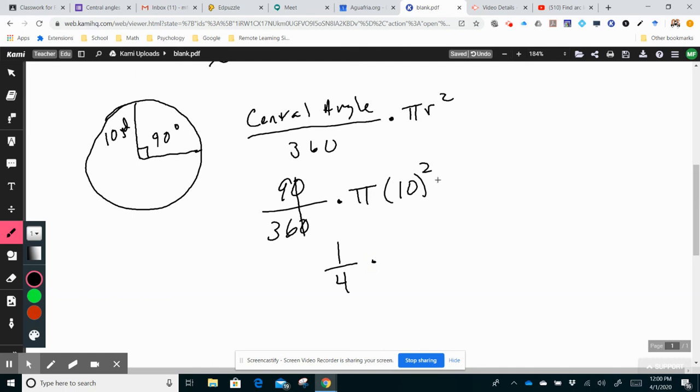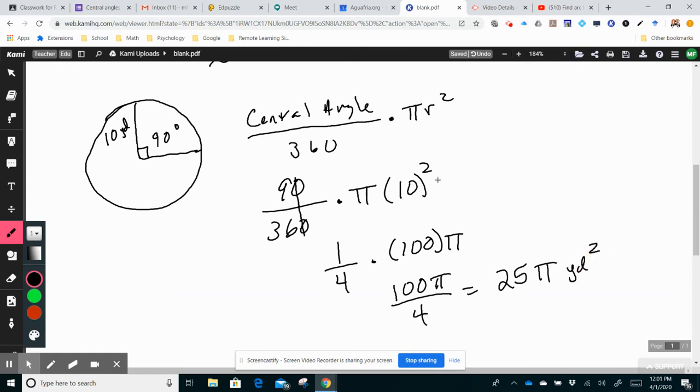Okay, times 100 pi. Okay, and then I can cross cancel. I can write it like this, 100 pi over 4. And that's going to equal, when all said and done, 25 pi. And remember, this is area of a sector, so that's yards squared.